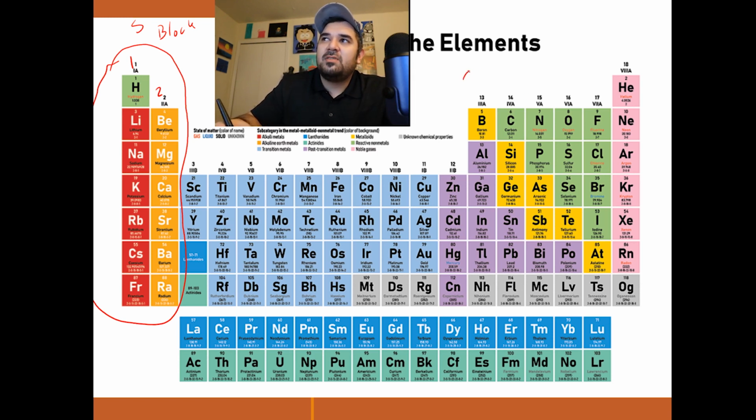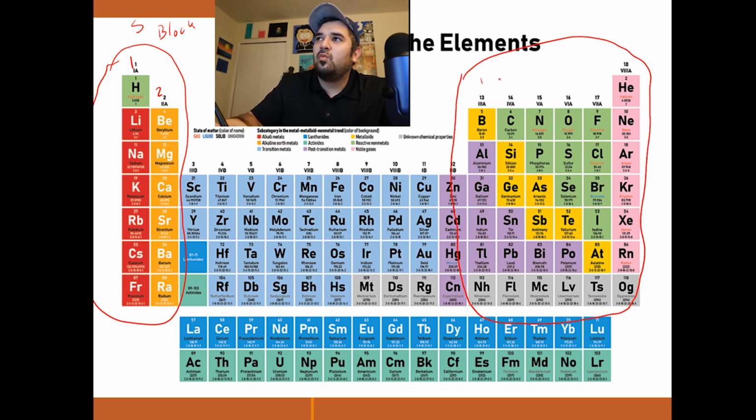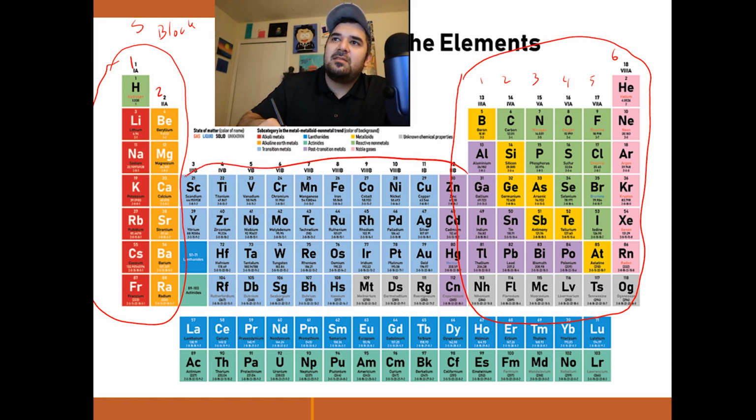Next important one you need to know is the P block. So this is our P block. The P block, as you can see, can hold 1, 2, 3, 4, 5, and 6. Next one you also need to know is going to be the D block. This is the D block. The D block holds 10. So the D block, it holds 10. That's going to be 1, 2, 3, 4, 5, 6, 7, 8, 9, and 10.